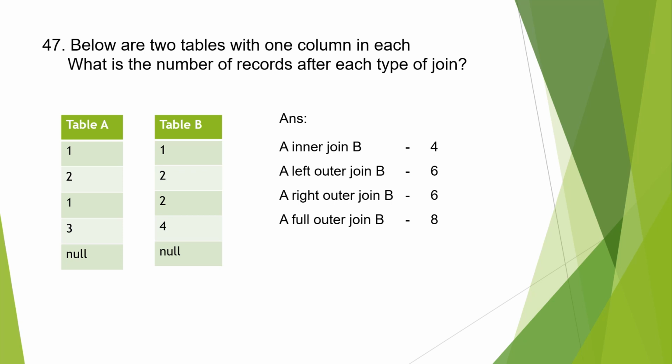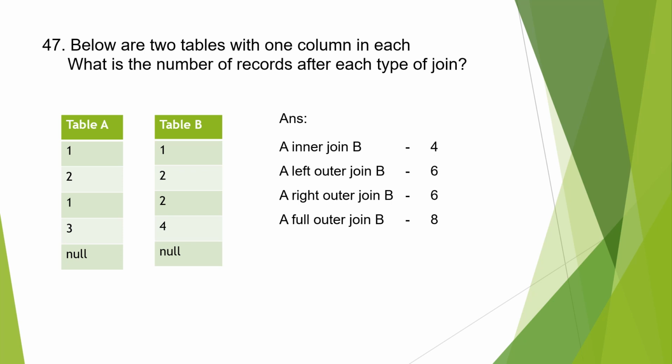And for full outer join, it will be 8 records. Because 1 1 1 1 2 2 2 2, there are four records, and 3 is the fifth record, 4 is the sixth record, null from the left table is one record, and null from the right table is one record. So there will be a total of 8 records.